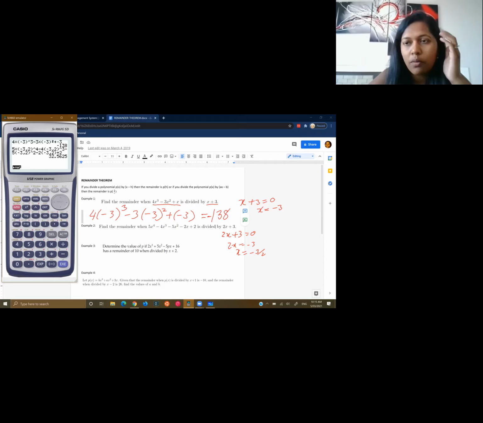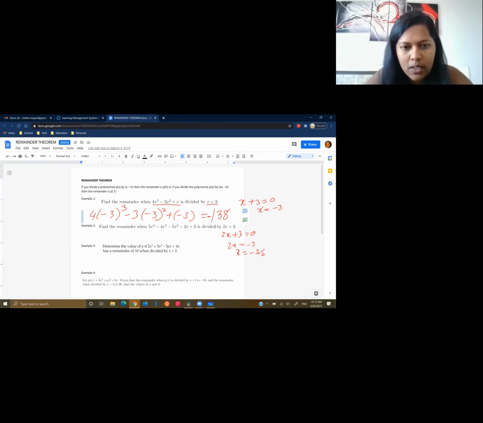Okay, so hopefully you got 32.5625, which is what I got on the calculator here. So if you are okay with that, then we can move on to the next part. This is again a common achieved type problem. It says determine the value of P if 2x cubed plus 5x squared minus 5px plus 16 has a remainder of 10 when divided by x plus 2.